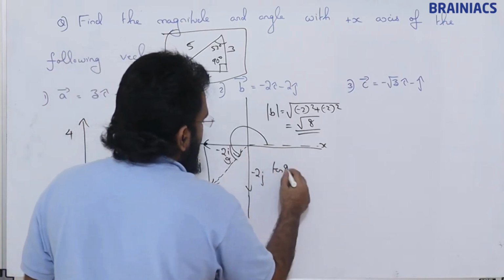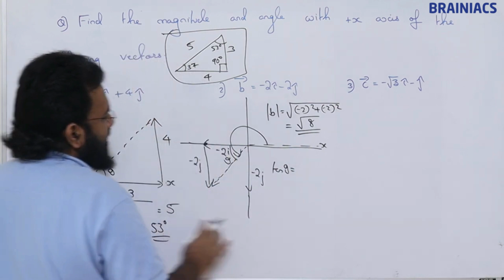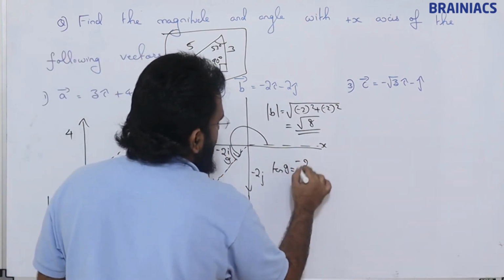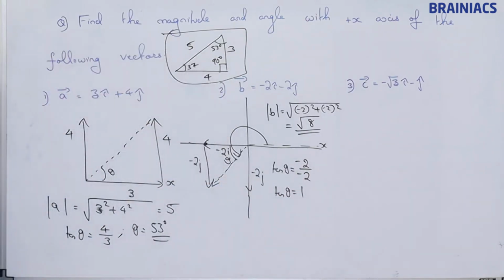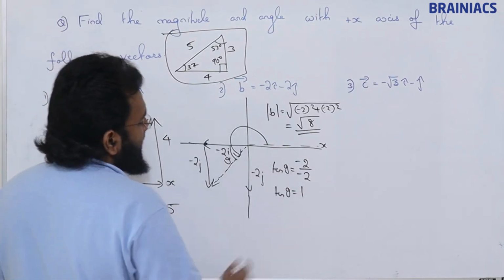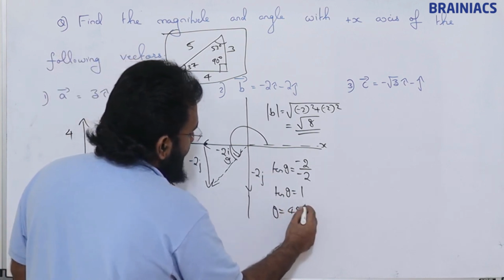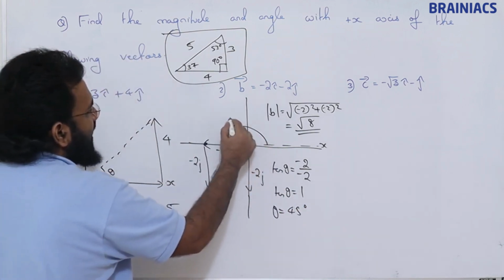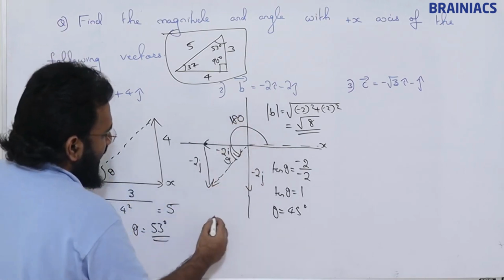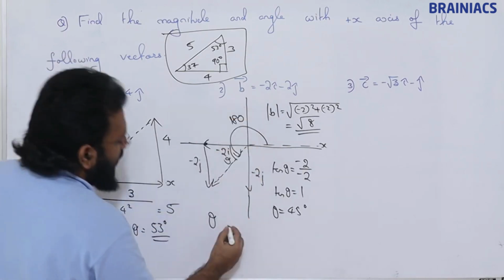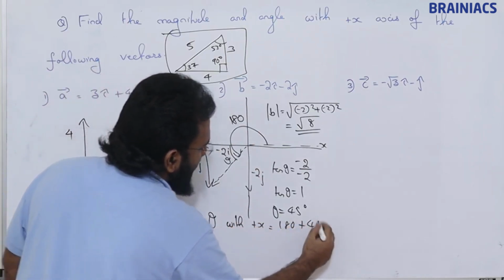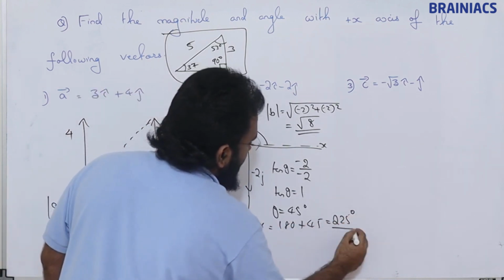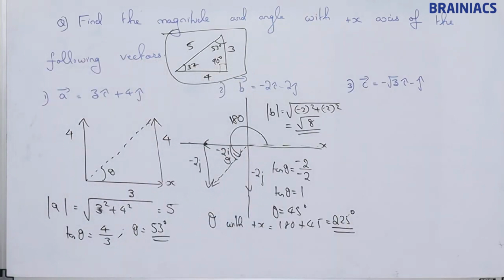What about this angle, this theta? So tan theta is equal to opposite side by adjacent, so 2 by 2, or minus 2 by minus 2. So tan theta is equal to 1 we get. When tan theta is equal to 1, what is the angle? Theta is equal to 45 degree. So this is 180 degree. So the total angle with the positive x-axis is nothing but 180 plus 45. This is 225 degree.